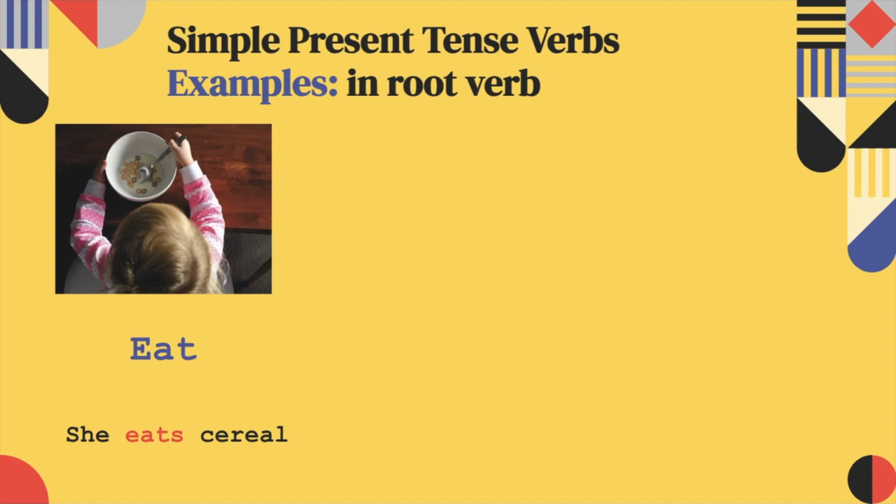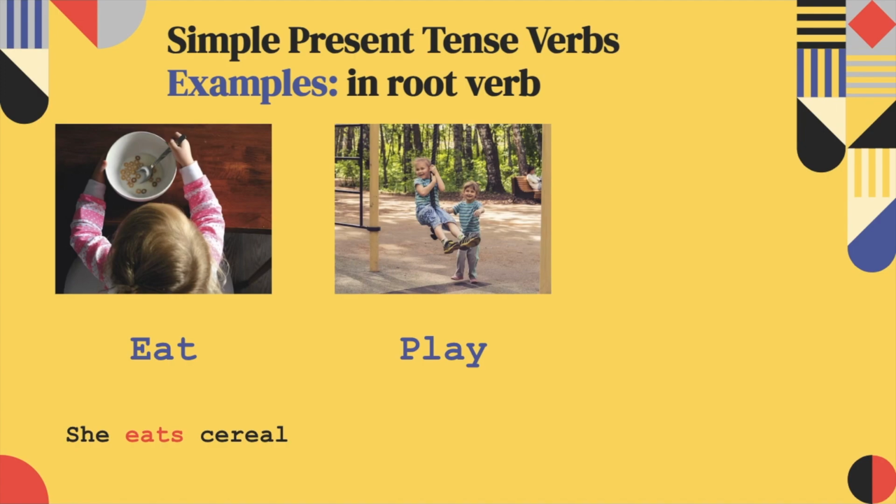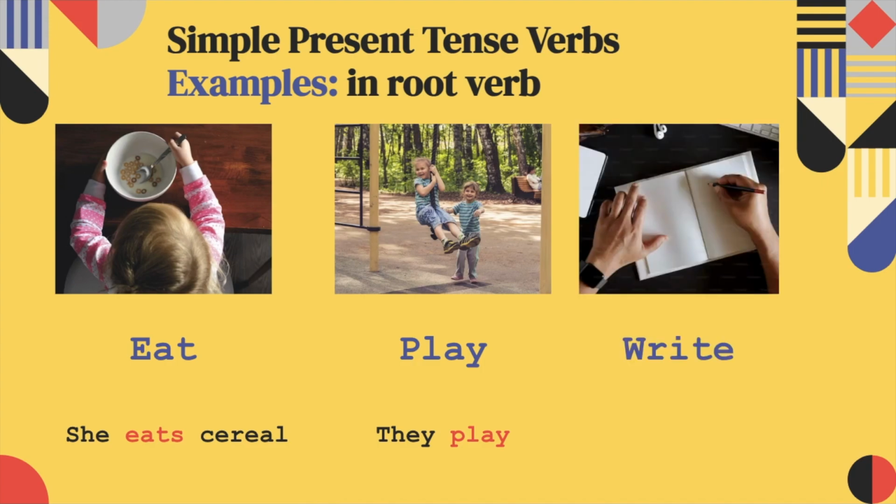Let's look at another example. Play, to use it in a sentence, we can say, they play, and play here doesn't have an S, ES, or IES because the personal pronoun is not a third-person singular subjective pronoun. And lastly, the verb write, to use it in a sentence, we can say, I write. Again, there's no S because I is a singular subjective pronoun, but not third person, it's first person.